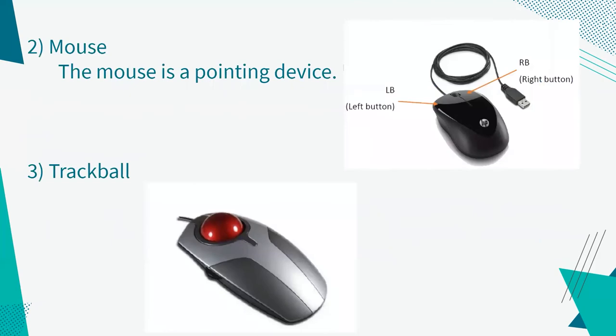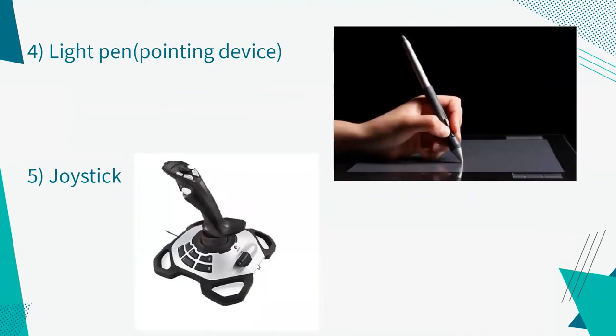Then you can see a mouse here in the picture. The mouse is a pointing device. And here you can see the other input device is the trackball, which is very similar to the mouse, which is also a pointing device. Then here you can see a light pen, which is also another pointing device. And then the fifth one is a joystick, which is used when we play video games.